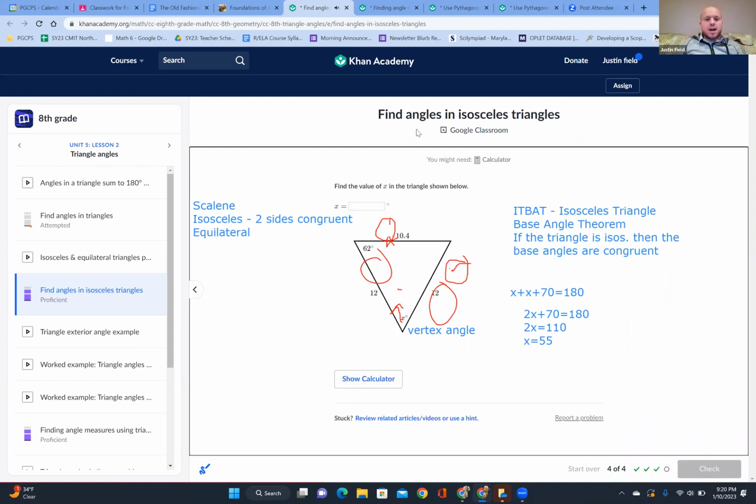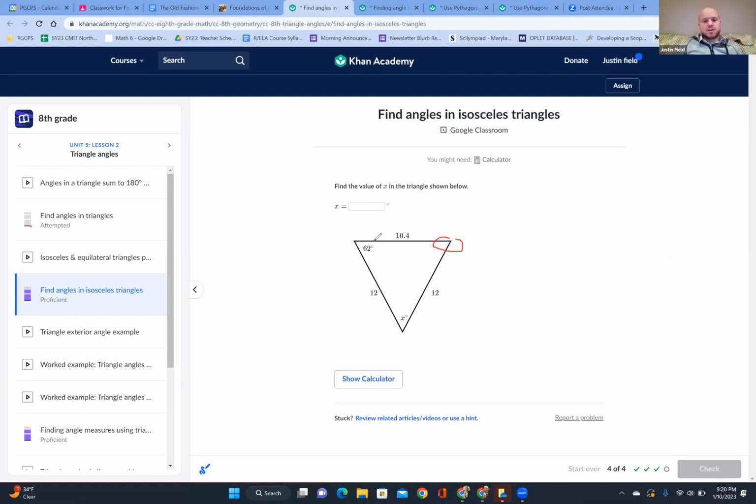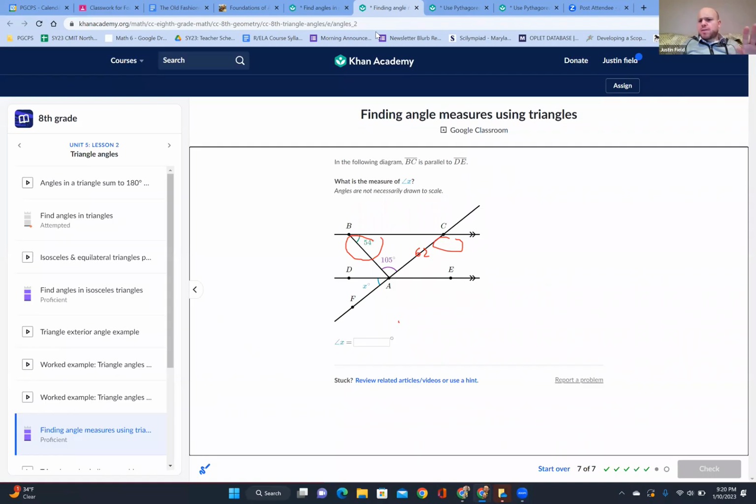All right, now a little bit of words of warning here. Just be careful that you know what your vertex angle is and what your base angles are. Here we have the base angles and the vertex angle is x. So that means this wouldn't be x, it would be 62 because the base angles are congruent. If you have to learn that the hard way, you have to learn that the hard way. But that's how that goes.